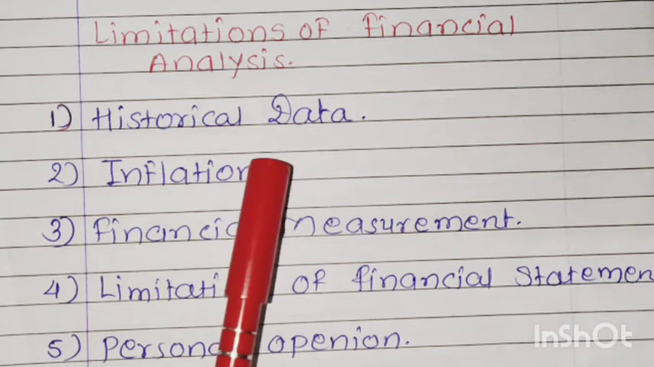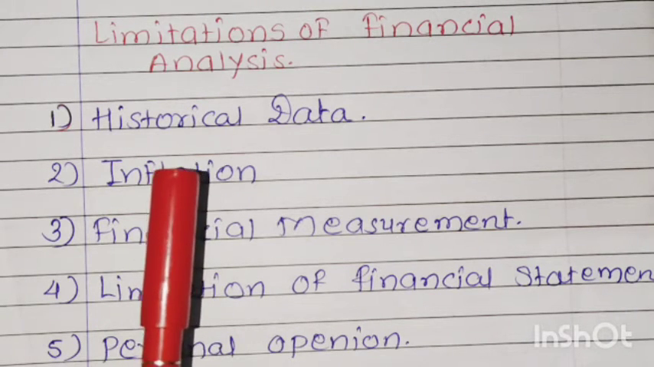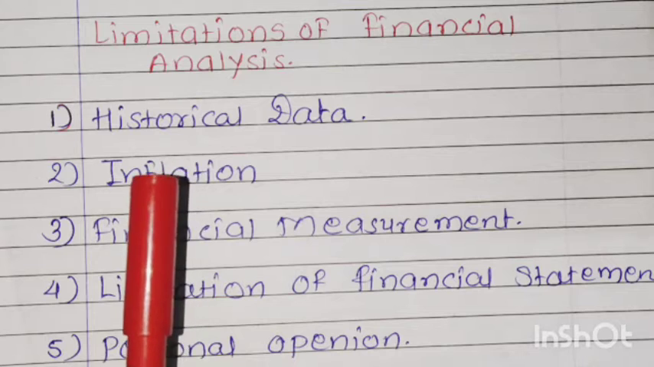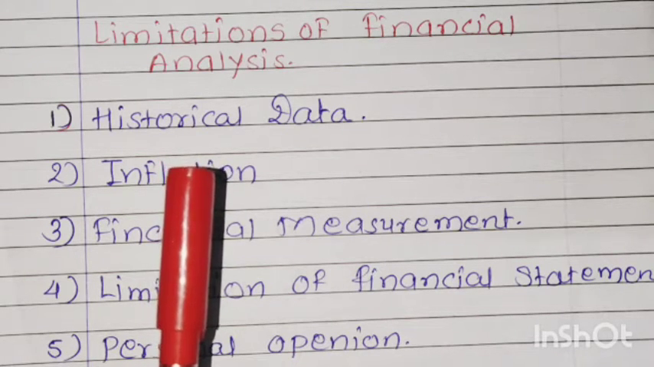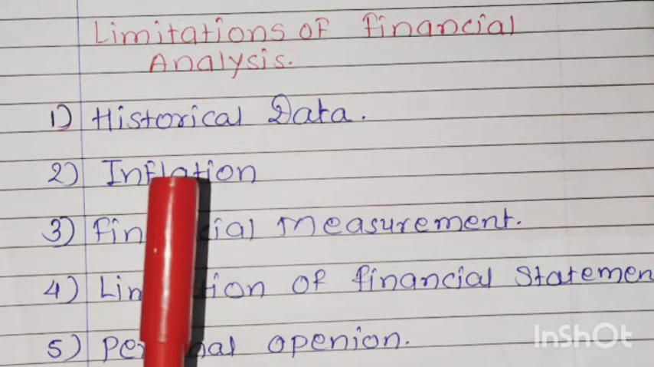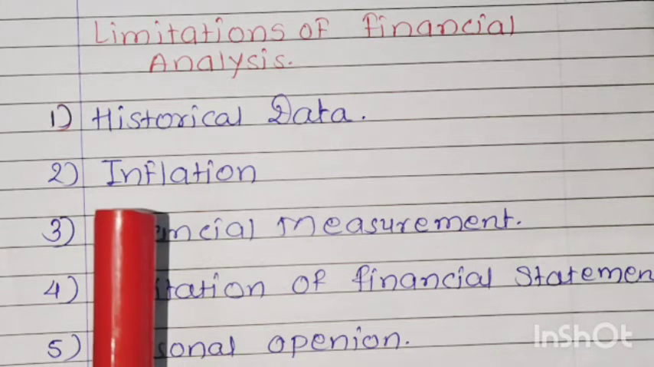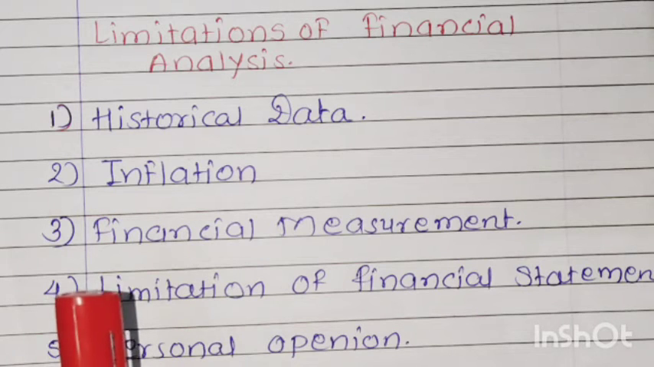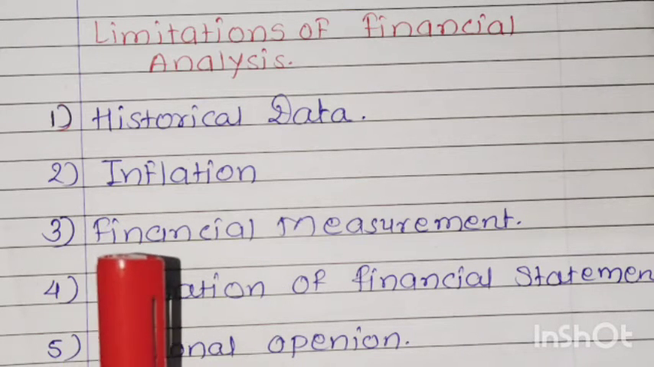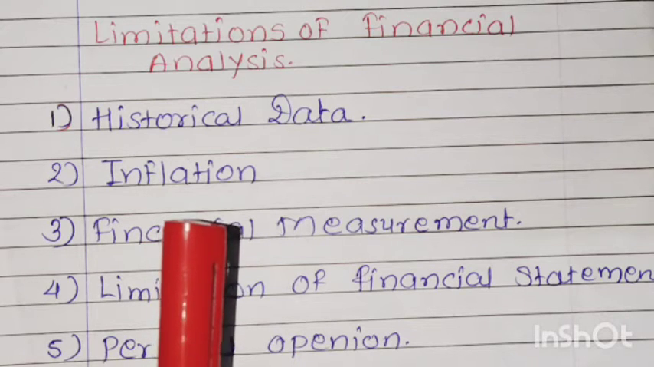Then first, historical data. Financial accounts are prepared on the basis of past transactions, right? Thus, financial accounts are known as historical accounts. The analysis of financial statements is based on historical information. Because what do we compare with? We compare with historical information, right? The current year is compared with earlier years. The analysis of financial statements is based on historical information.